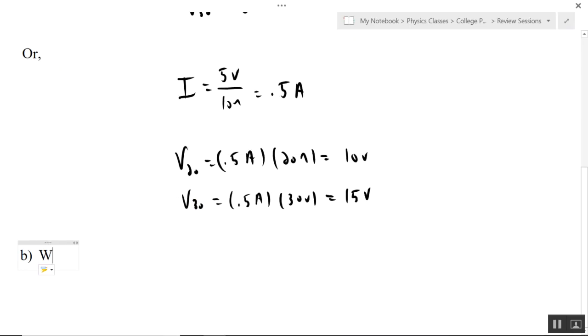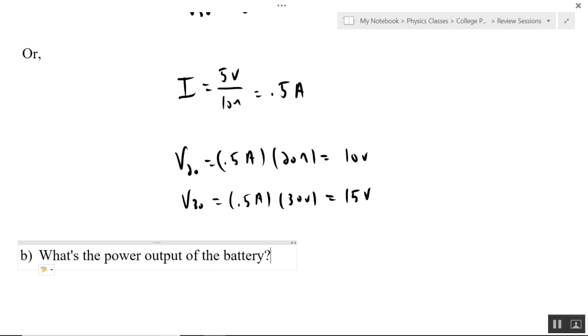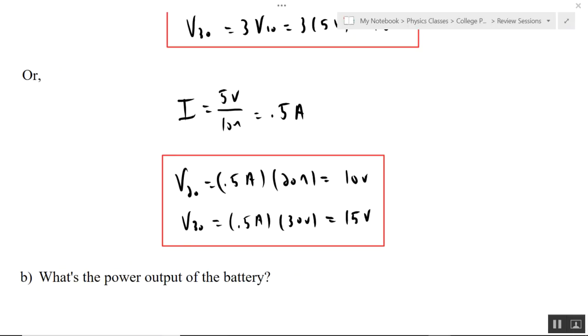Okay, so let's ask this question. There's just 2 questions here. What's the power output of the battery? And there's actually 2 ways to answer this question too. Does anyone have the answer first? Yes, that's right. So once again, multiple ways to do this. One way is to find the voltage of the battery first. So how would you find the voltage of the battery?